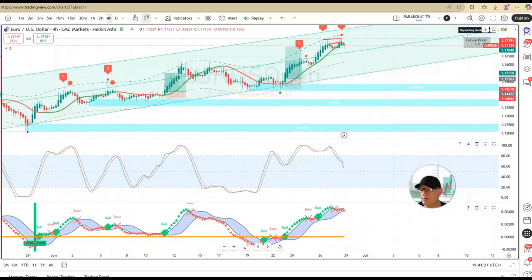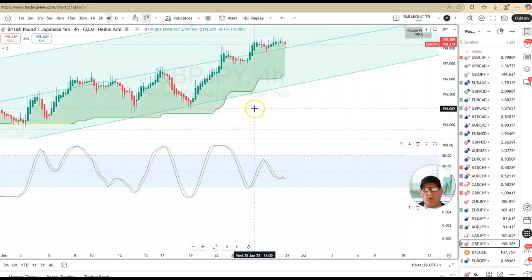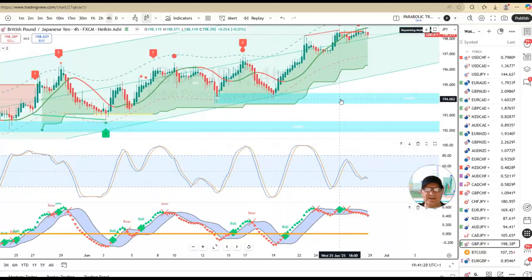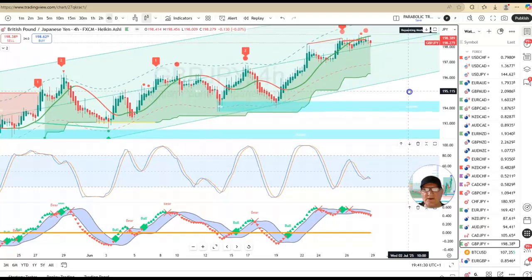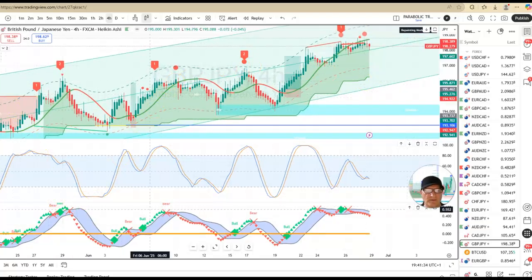Let's have a look. What should we have a look at? Let's have a look at pound yen as an example. So the pound yen, as we can see, now the price cycle. I'm on about this to all VIP members. Make sure the price cycle is low in an uptrend.